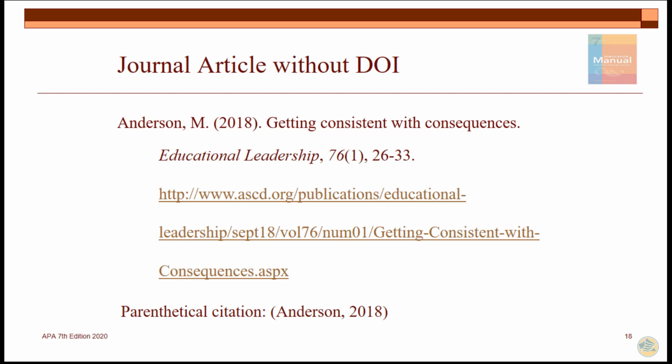Here's an example of a journal article without a DOI. We start again, as always, with the author's last name, comma, first initial period. Then the year, in parentheses, period outside the parentheses. Getting consistent with consequences is sentence case and not italicized.